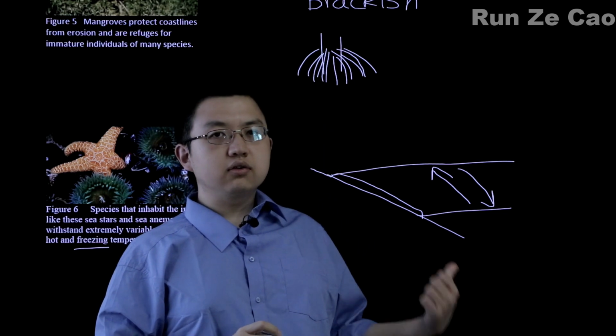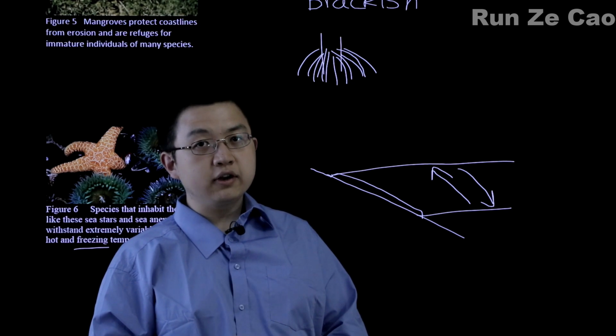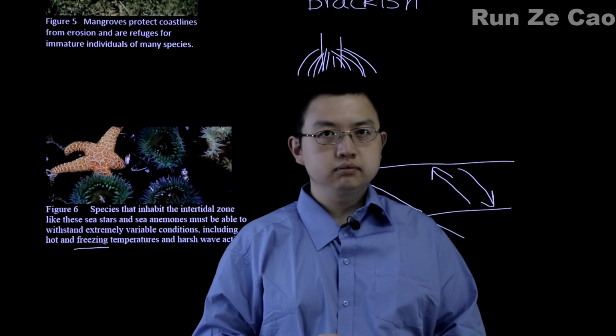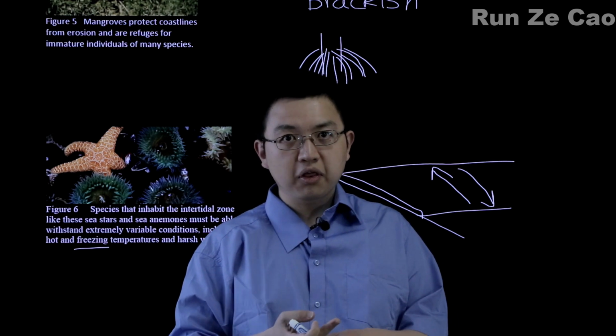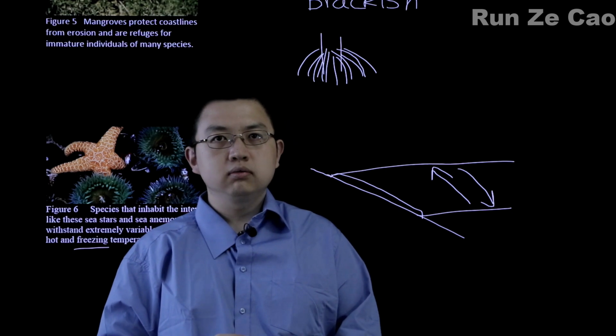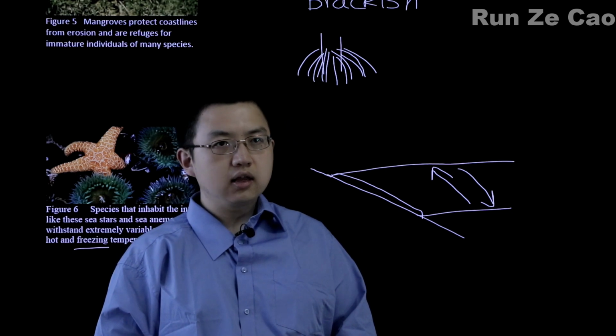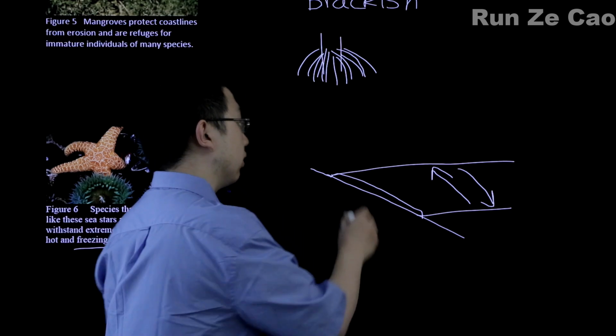Now, what else do these creatures have to do? Well, they have to resist drying out, because drying out for a marine organism means death. Drying out for even a human or any terrestrial organism also means death. But since they're adapted to salt water, well, they tend to not be as well adapted to land as they'd like, hence why they don't grow up here.